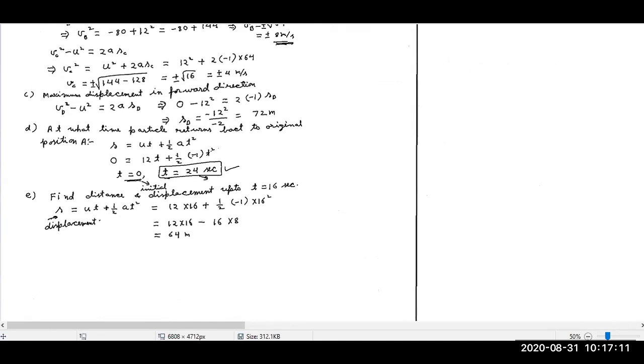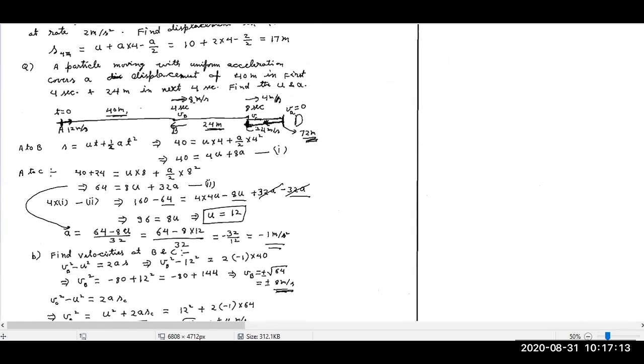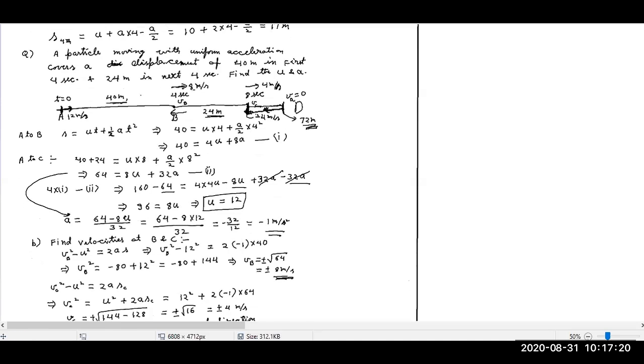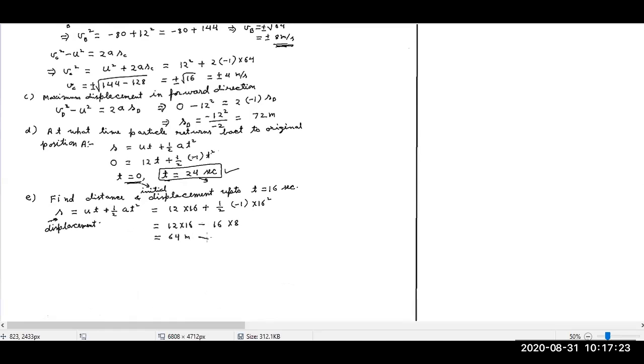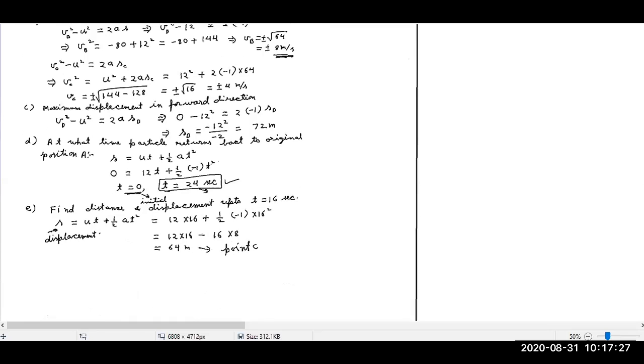So displacement is 64 means what? It is at which point? It is at point C. That is 64 displacement, so 40 plus 24. This corresponds to point C actually. So displacement is 64. But if you say distance, what will happen? The particle is going forward and then returning back. So for distance we need to add the whole path length. So it will be 72 up to D and then this distance.